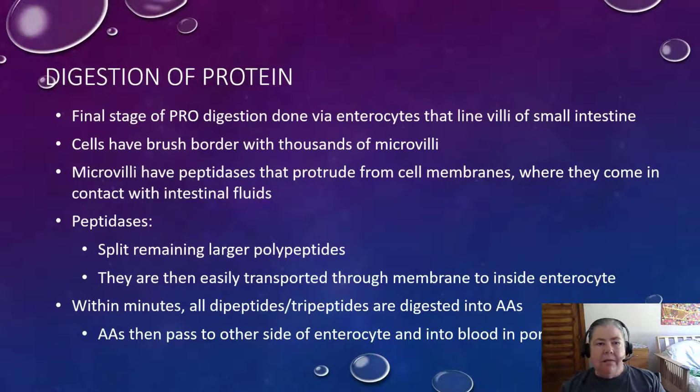And those microvilli have peptidases. So the microvilli are protruding from the cell membranes and come in contact with the chyme and intestinal fluids, and they split the remaining larger polypeptides into smaller polypeptides, dipeptides, tripeptides, and amino acids. The dipeptides and tripeptides are split within the enterocytes, and then the amino acids are passed out of the enterocytes into the portal circulation on the basilar side of the villi enterocytes.